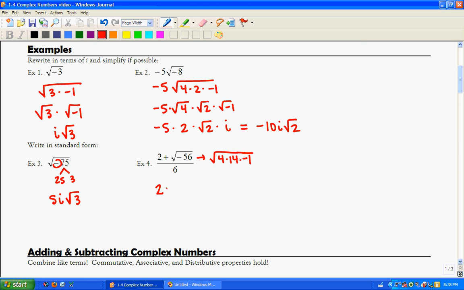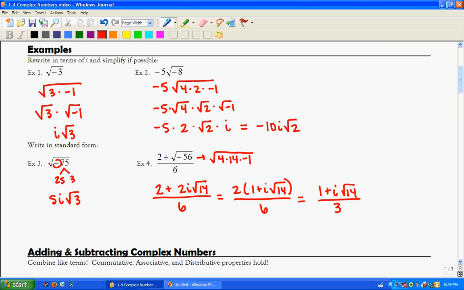So that top would turn into 2 plus 2i square root of 14 all over 6. And since we could factor out a 2 in the top, we should do so. And it's still all over 6. And then that 2 and 6 will reduce. So you'll have 1 plus i square root of 14 all over 3. And while that is simplified, it's not in standard form. In order to do that, you need to separate your real part, which would be 1/3, plus the imaginary part, which would be square root of 14 over 3 i.